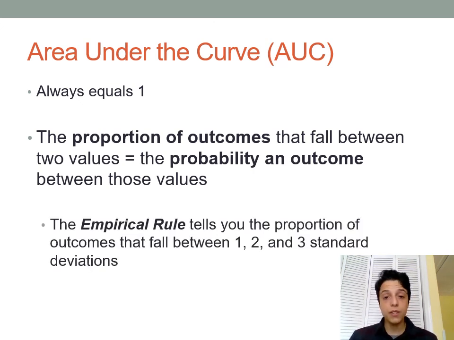There's also something called the empirical rule, which tells you the proportion of outcomes that fall between 1, 2, and 3 standard deviations on either side of the mean. Without any pictures, this slide is sort of hard to wrap your head around, which is why I keep gesturing. Because of that, I'm now going to hop back over to the document camera and show you some examples of how this works and make it a little bit more concrete.